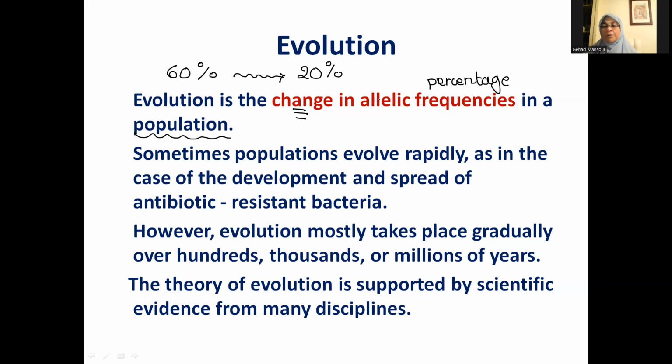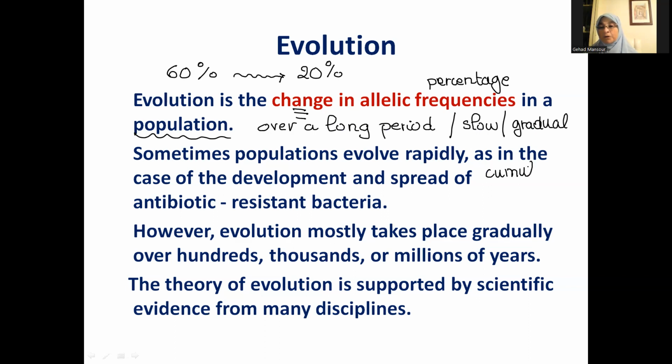Now, evolution is a change in allele frequency, and evolution is considered at the level of the population. And that change in allele frequency occurs over a long period of time, as we will be seeing later on, and therefore it is a slow change, it is a gradual change, and most importantly, it is a cumulative change, because we will see later on that evolution results from the accumulation of certain changes in the population, like successive mutations, for example.